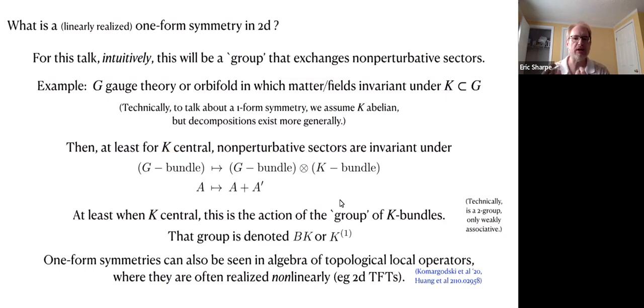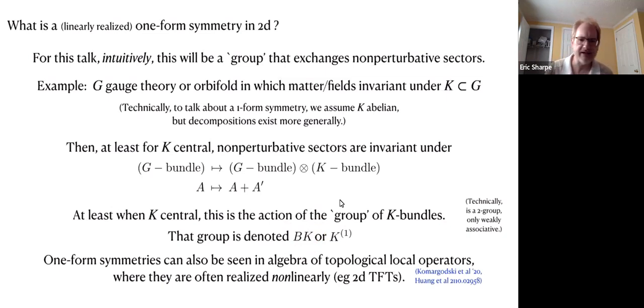So this is what I mean by a one-form symmetry. This is an action not of an element of a group, but of a bundle of groups. Depending upon where you grew up, this is denoted in one of a couple of ways. This K with a superscript 1 has been appearing in the high energy literature recently. It's also often used in the condensed matter community. BK is notation that's been used in the math community now for decades. So for various reasons, I'm going to use this notation of BK to indicate a one-form symmetry group.